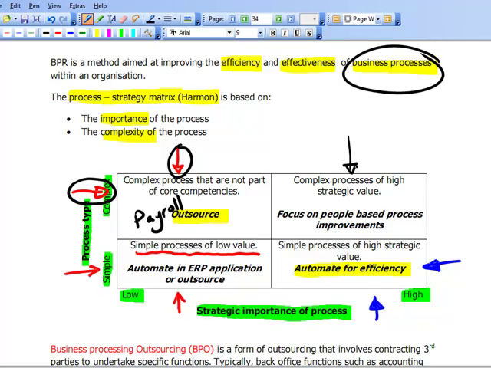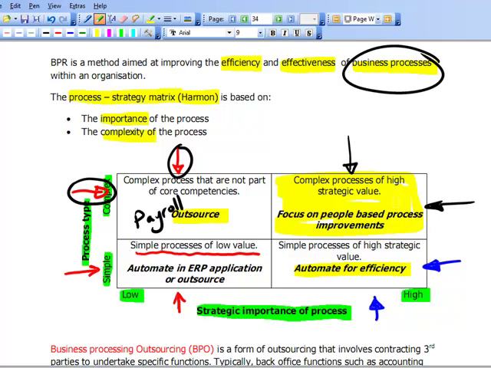Final one to have a look at then is we've got an area that is of high strategic importance, and it's a complex area. So we've got complex processes of high strategic values. Here what we have to do is focus on people-based process improvements. So what that is saying, according to Harmon's matrix, this is really where we have to spend a lot of time. We shouldn't outsource that, we should focus on that and get people-based process improvements. So that's a key area within Harmon's matrix.